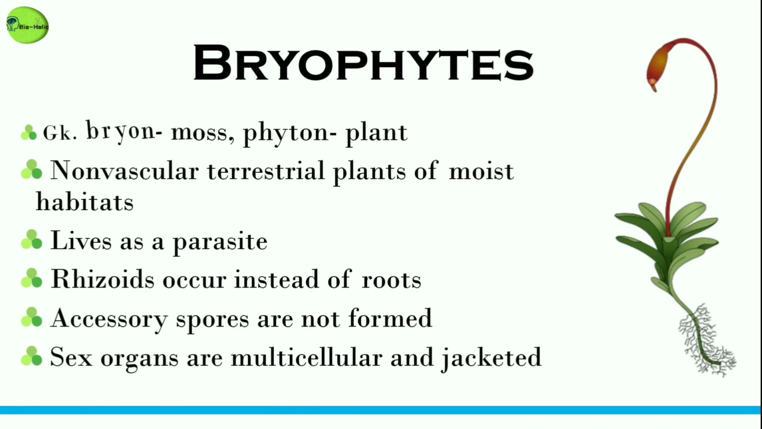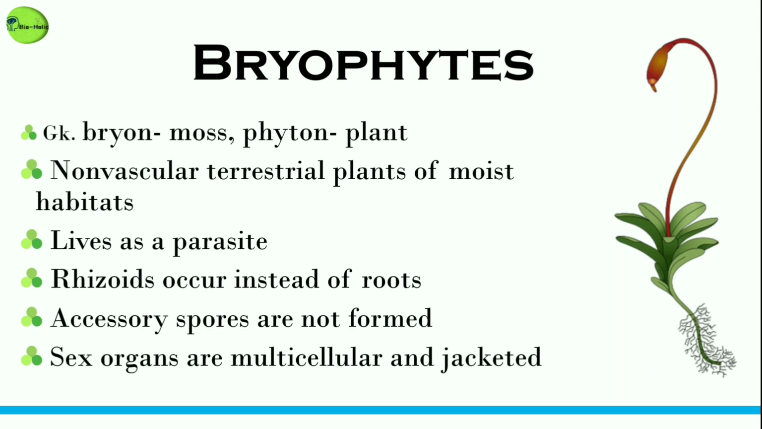So this term bryophytes comes from two Greek words. One is bryon, which means moist, another one is phyton, which means plant. Now these bryophytes are non-vascular terrestrial plants of moist habitats in which a multicellular diploid sporophyte lives as a parasite on an independent multicellular haploid gametophyte that develops multicellular jacketed sex organs.